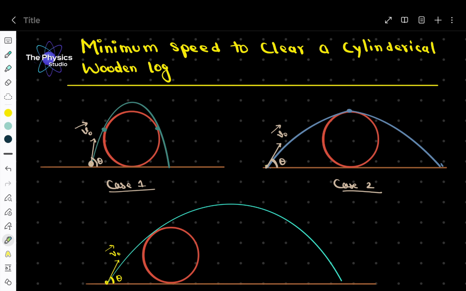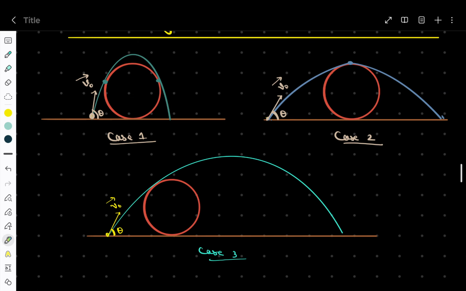So actually I could think of three cases, so I have drawn all of them. In the first case, the particle is touching the wooden log at 2 points. In the second case, the particle is touching the wooden log at a single point, and that point is the highest point of the wooden log. In the third case, it is again touching the wooden log at a single point, but that point is not the highest point of the wooden log.